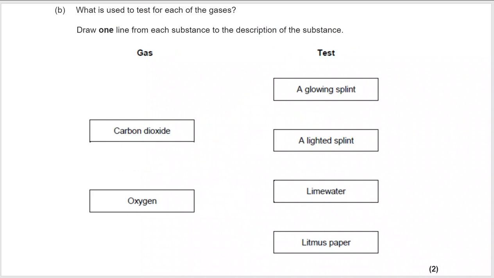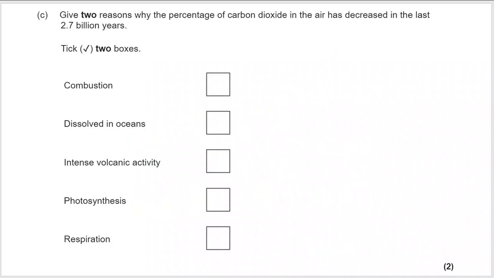used to test. So carbon dioxide, we will bubble through lime water, and if carbon dioxide is present, it will go cloudy. Oxygen, we insert a glowing splint and the splint will relight. Litmus paper is used to determine whether something's acidic or alkali, and a lighted splint is used in the test for hydrogen. On to part C, give two reasons why the percentage of carbon dioxide in the air has decreased.